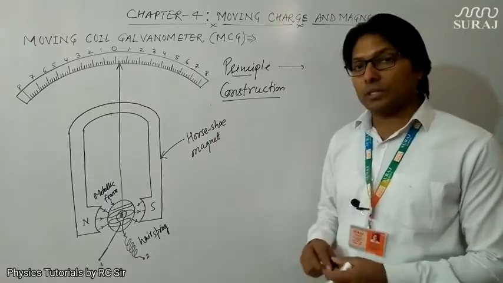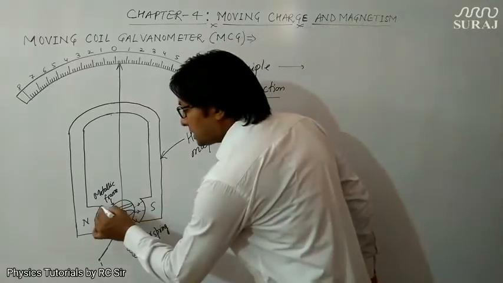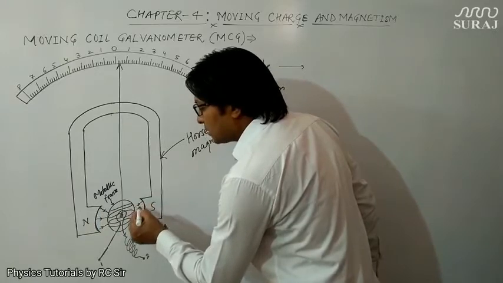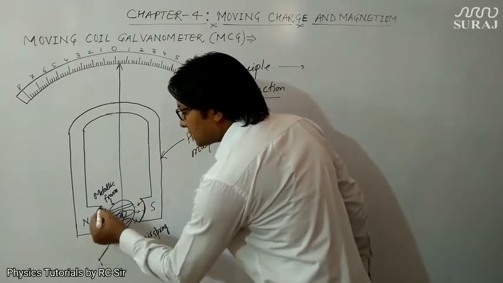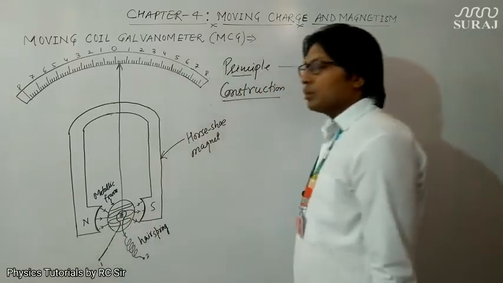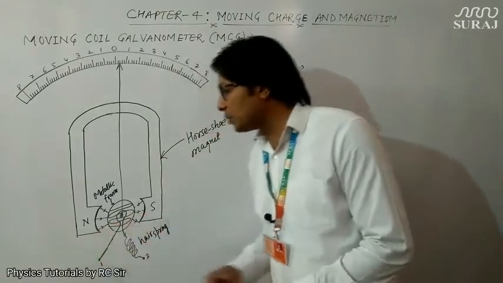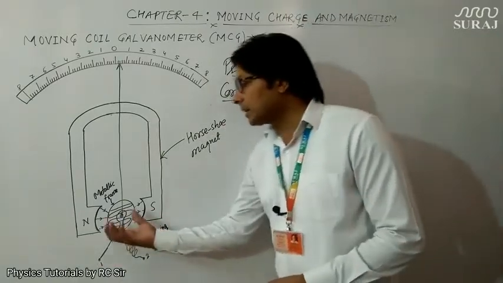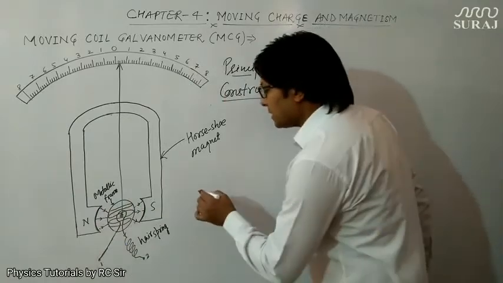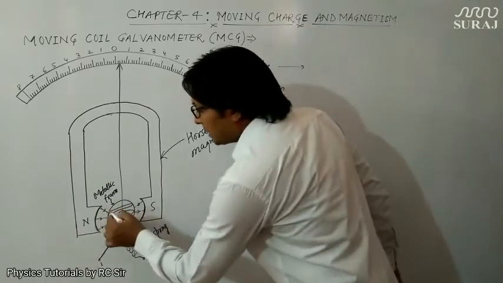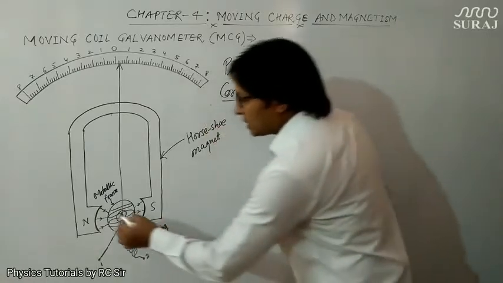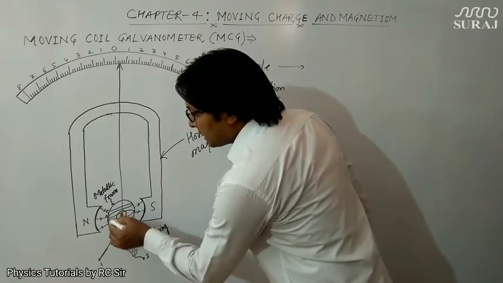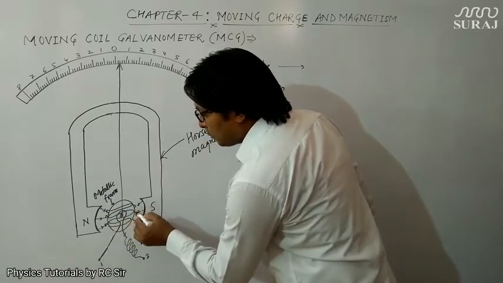One more thing I would like to tell you is that the north pole and south pole of this horseshoe magnet are cut cylindrically, in cylindrical shape. Why do we use such north and south poles? The reason is to develop a radial magnetic field. What is a radial magnetic field? If we see the direction of the radial magnetic field, it is always 90 degrees to the plane of the coil at any point on this frame.